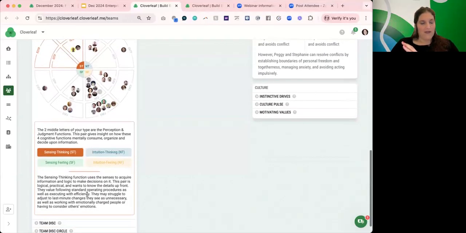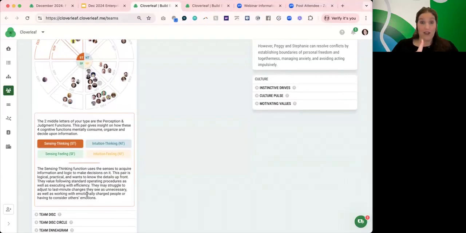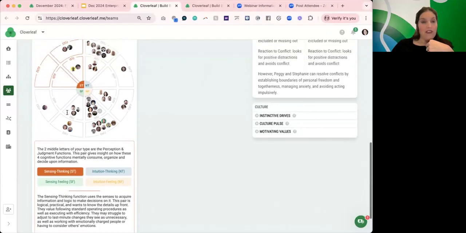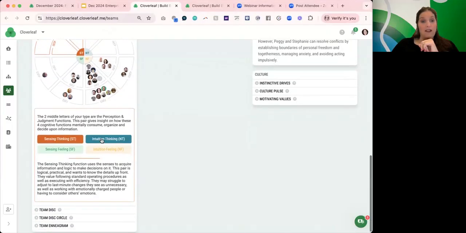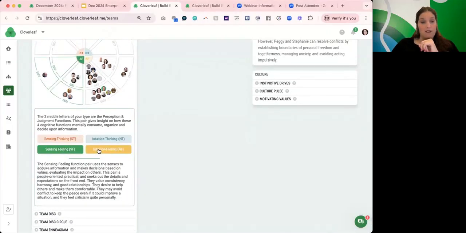So let's go back to those cognitive function pairs. When you are having a tough conversation with people, it's important to think about how they perceive, how they actually consume information, and then how they decide on that information. I need to know that. So you want to think about which quadrant the person you're having the tough conversation with is in. Now I'm going to go back to my slides. If you are playing along in your own dashboard, find the person with whom you're having that tough conversation. You can click on each of these quadrants and find the person that you are working with.